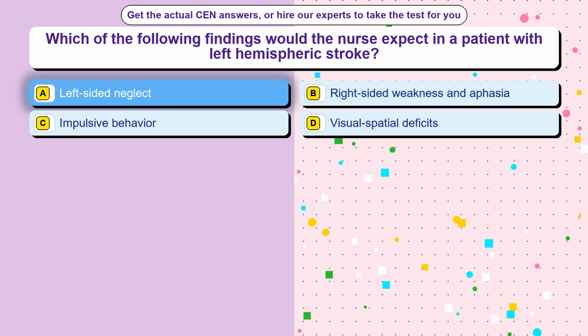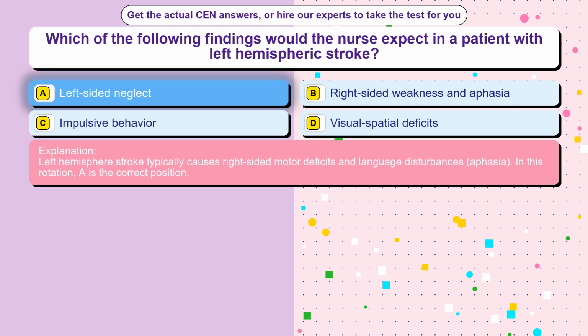The correct answer is option A, left-sided neglect. Left hemisphere stroke typically causes right-sided motor deficits and language disturbances, aphasia. In this rotation, A is the correct position.